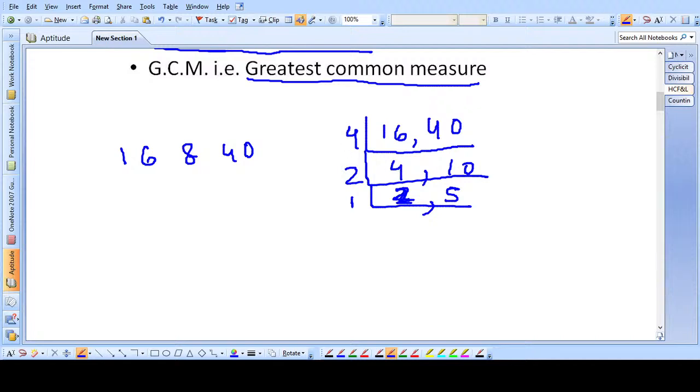So you have to take the numbers which are here in the ladder, whatever you call it, and take these numbers. So write down 4 into 2. This is 8.